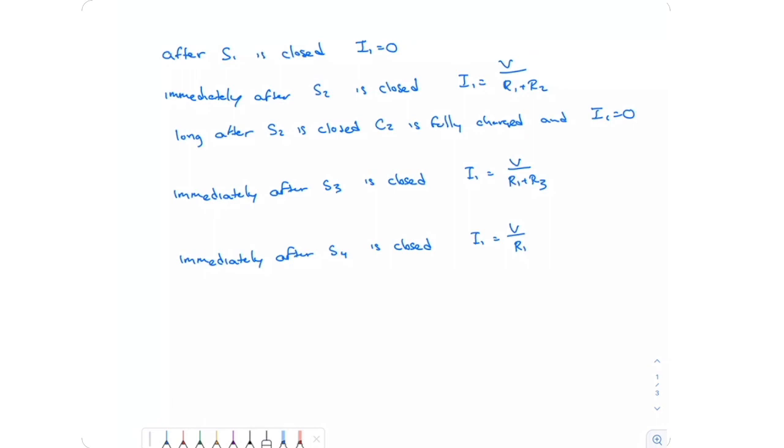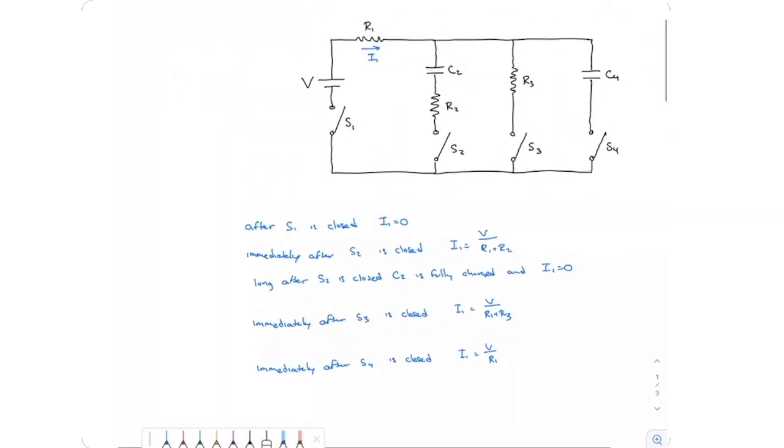So you can check your answers with what I've got up here. But the trick to this is just recognizing that when you close a switch, immediately the capacitors just act like they're wires. There's no charge across them. So you can analyze when you close switch 2, so when 1 and 2 are closed, what you have is just the voltage source sending current through these two resistors R1 and R2, and we get a current that's V over R1 plus R2.